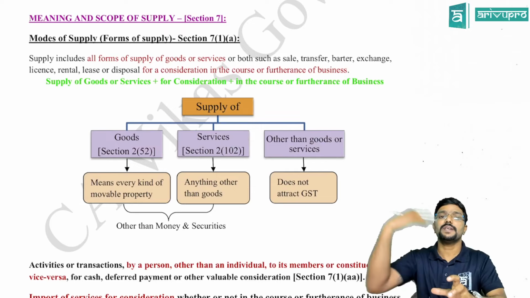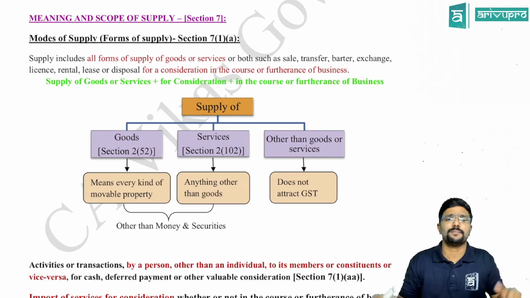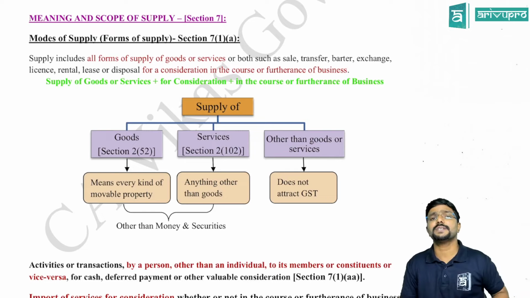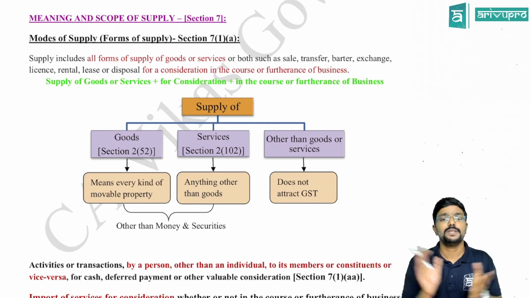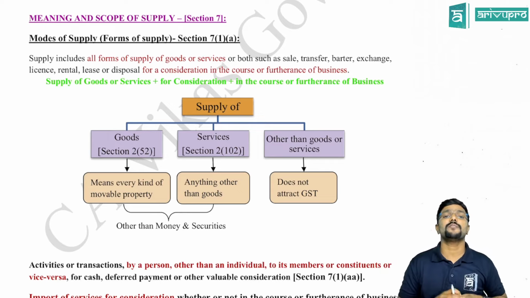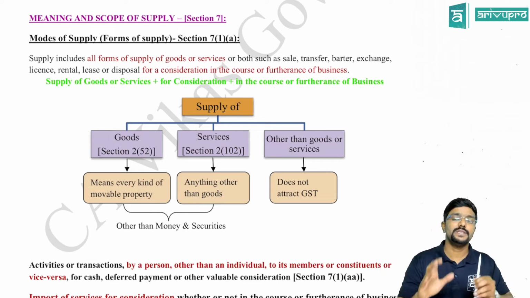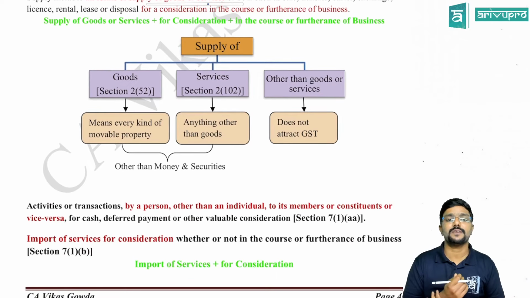Sir, what if it is anything else other than goods or services? It is not a supply. Then it should be for a consideration, and consideration need not be always in money. It can be in kind also. Then it should be in the course or furtherance of business for the supplier. Only then an activity can be supply as per 7(1)(a).